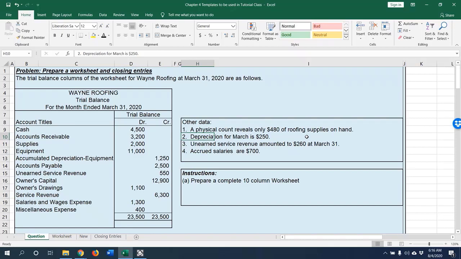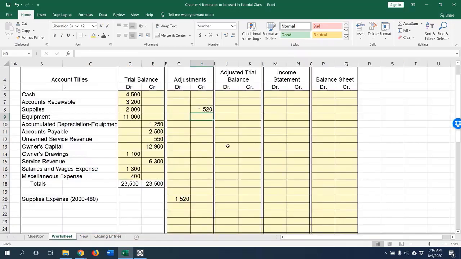Depreciation for March is 250. Very simple. We are doing the calculation for the month of March, and the depreciation for the month of March is 250, already given. So what should we do? What is the journal or adjusting entry for depreciation expense? You guessed it right. Depreciation expense debit and accumulated depreciation of that particular asset credit.